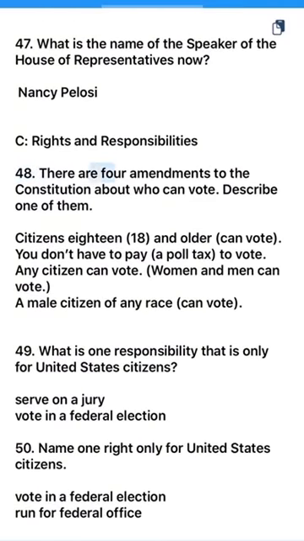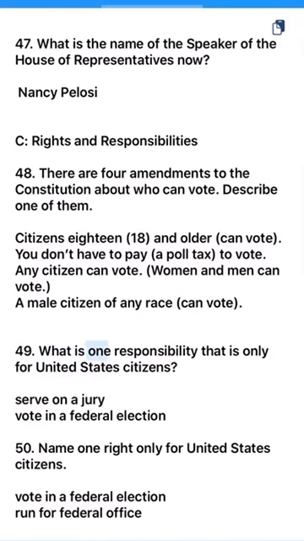48. There are 4 amendments to the Constitution about who can vote. Describe one of them. Citizens 18 and older can vote. You don't have to pay a poll tax to vote. Any citizen can vote. Women and men can vote. A male citizen of any race can vote.